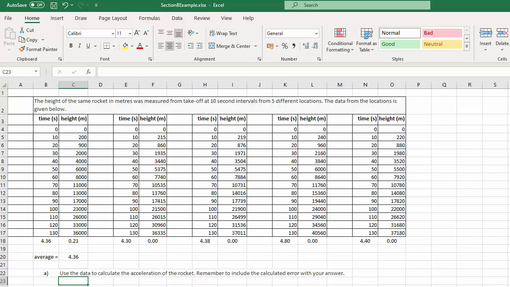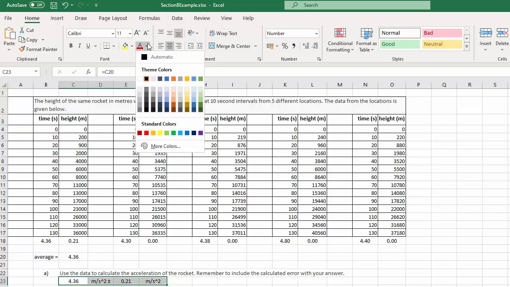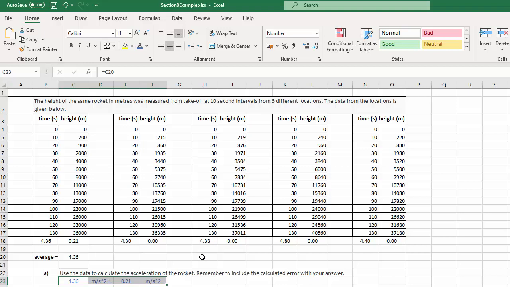So our answer to part A is 4.36 meters per second squared plus or minus 0.21 meters per second squared. And because it's our answer, let's change the pen colour to blue.